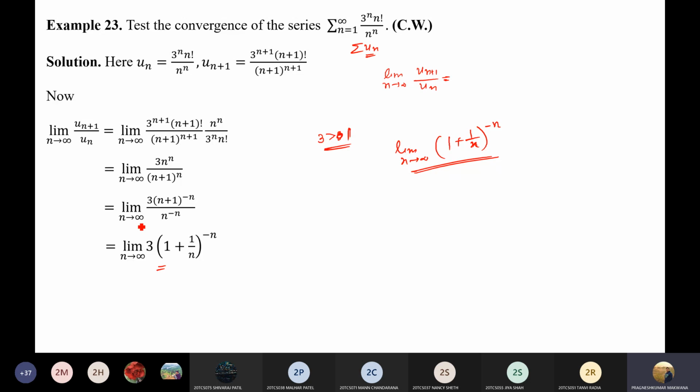Everyone note down this limit formula. You can rewrite this one as limit n tends to infinity (1 plus 1 upon n) raised to n, raised to minus 1. You can rewrite it this way.